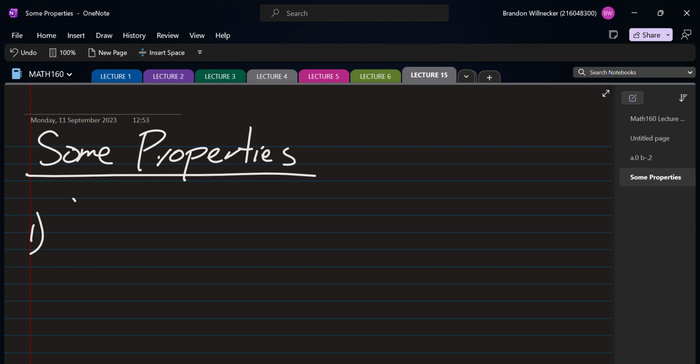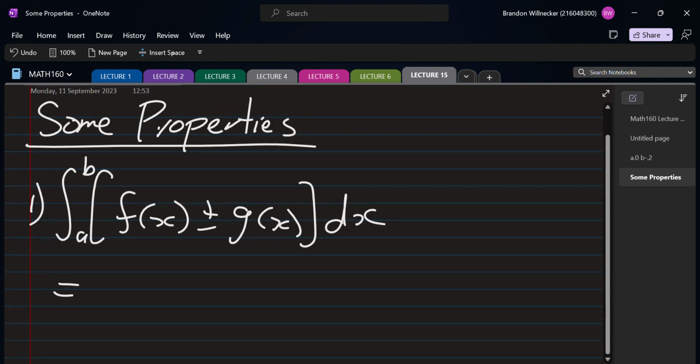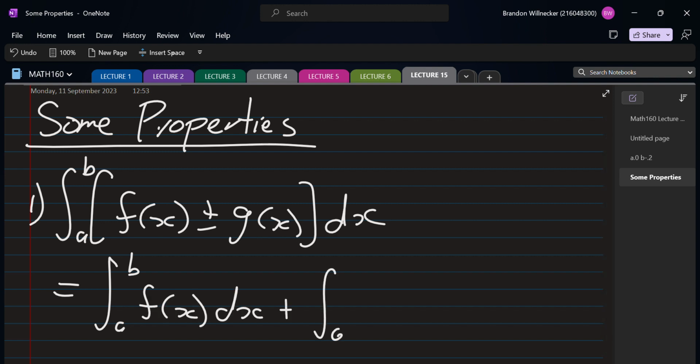Okay, so number one is if we have the integral from a to b of f of x plus or minus g of x dx, then this is equal to the integral from a to b f of x dx plus or minus the integral from a to b g of x dx.